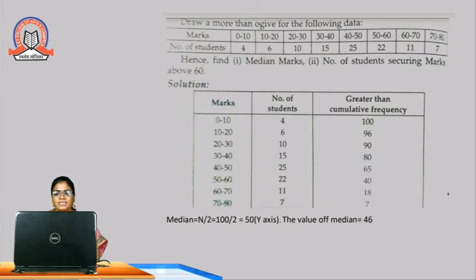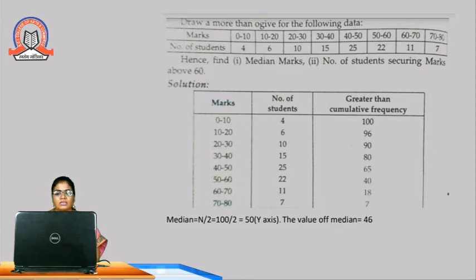To find the greater than cumulative frequency, first we add the frequencies. The total frequency here is 100. Then we subtract every frequency from this total. 100 minus 4, 96, 96 minus 6, 90, 90 minus 10, 80, 80 minus 15, 65, 65 minus 25, 40, 40 minus 22, 18, 18 minus 11, 7. So the last number should be equal. After this we calculate the median: n by 2, that is 100 by 2 equals 50.